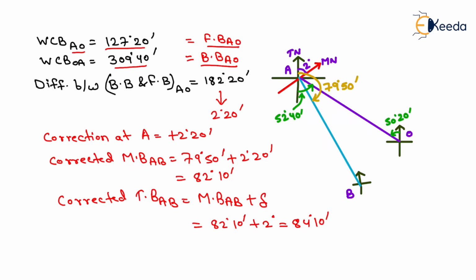But in the question magnetic bearing is given in the quadrantal bearing system, so we need to quote the corrected true bearing in terms of quadrantal bearing. So the corrected true bearing of AB will be equals to north 84 degree 10 minutes east. That will be the required solution of this question.